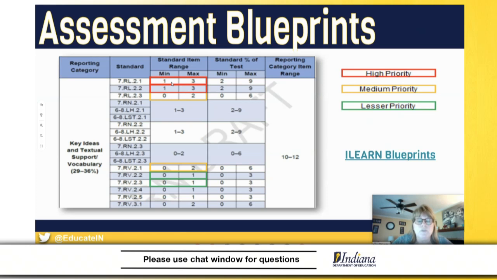So according to the guidance we received from the Office of Assessment, that standard is then considered a high priority since every student is guaranteed to encounter it on the test. Same thing with 7.RL.2.2. Then you'll see we have some outlined in yellow, and these are considered our medium priority.